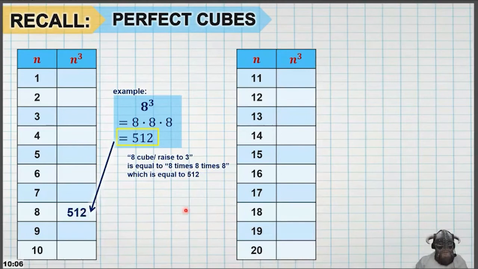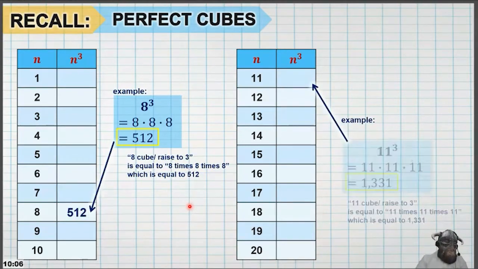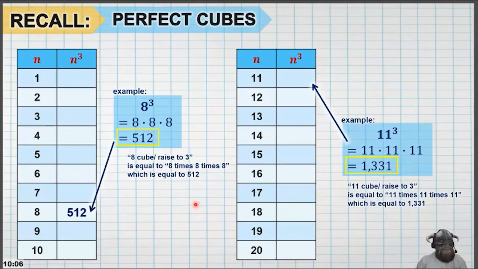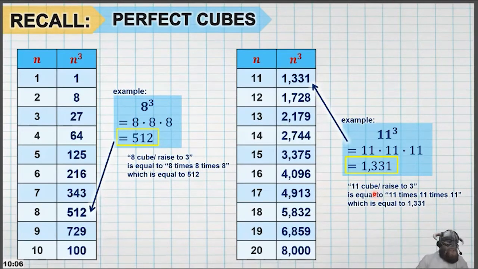Ngayon, for example, we have naman 11 raised to 3 or 11 times 11 times 11. That will be equal to 1,331. Doon mo makukuha yung value niyan. So, ginagamit lang natin dito yung idea ng exponent. So, katulad ng mga ginawa natin from the previous lesson. So, kapag natapos mo tong table na to, nung pinagawa ko last time, you will have these different values.